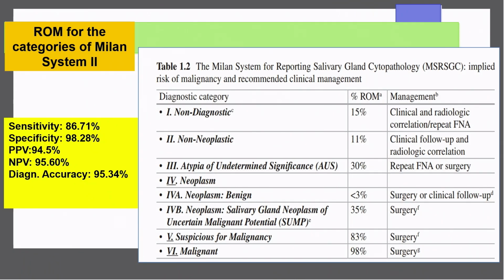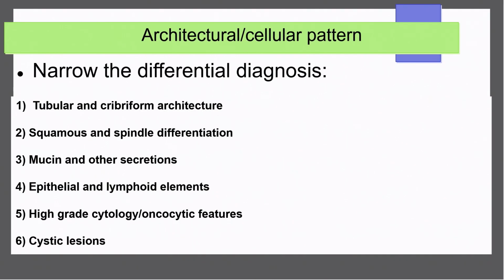This is the core of the Milan, in which you can see the categories with the entities combined with the risk of malignancy and management, and the pretty high statistical evaluation reported according to the different papers included for the definition of the Milan system, first and second edition.